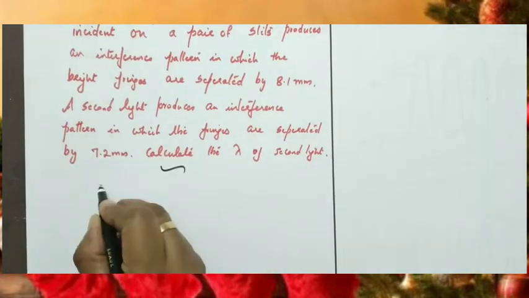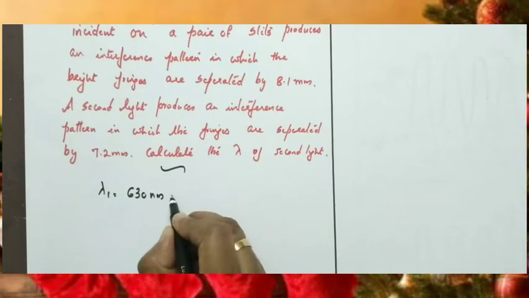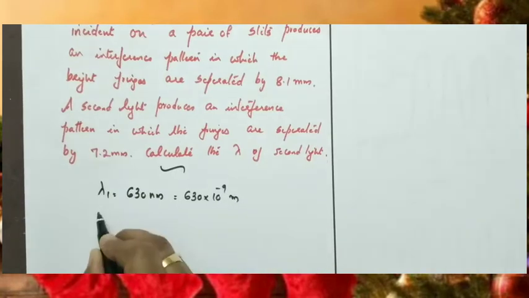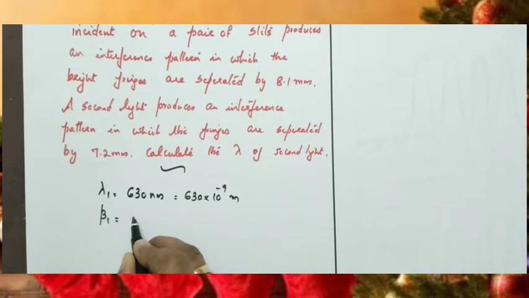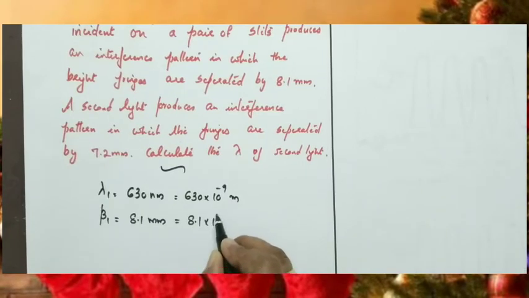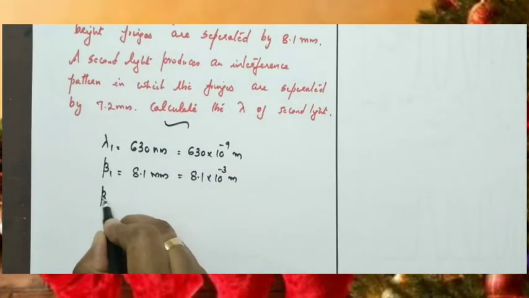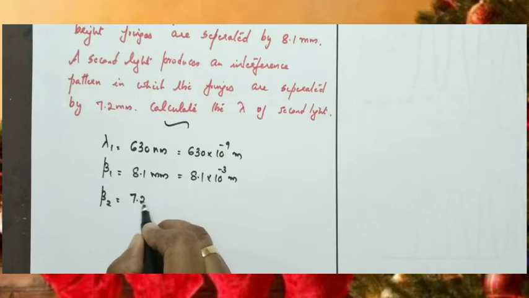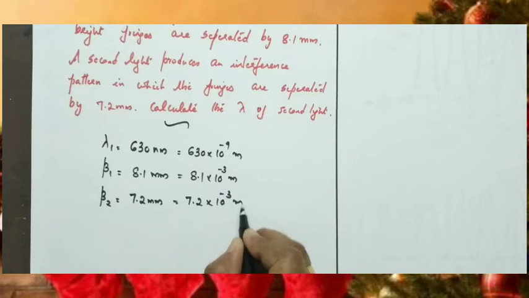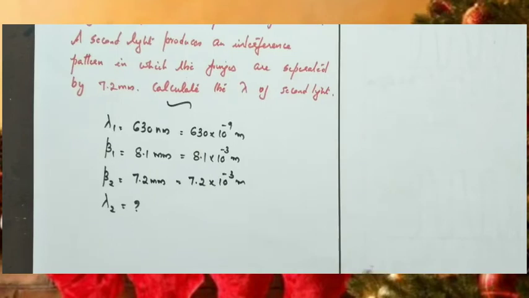Initially lambda 1 is 630 nanometer. We can convert to meter: 630 into 10 raised to minus 9 meter. For that, the fringe width beta 1 is 8.1 millimeter, which can be converted to meter: 8.1 into 10 raised to minus 3 meter. Now in the second case, beta 2 is given. Beta 2 is 7.2 millimeter, again 7.2 into 10 raised to minus 3 meter. We have to calculate lambda 2. Clear?